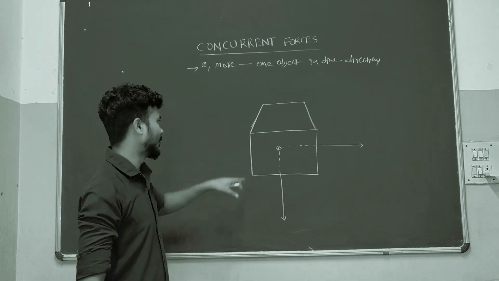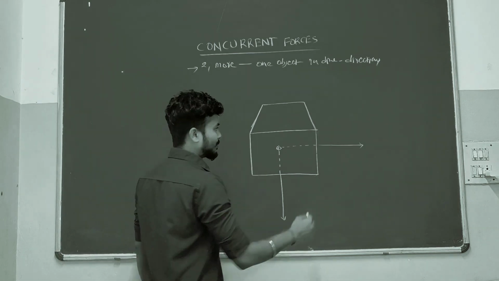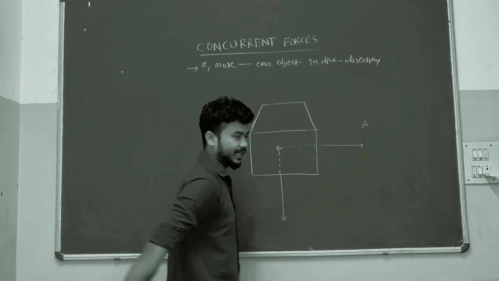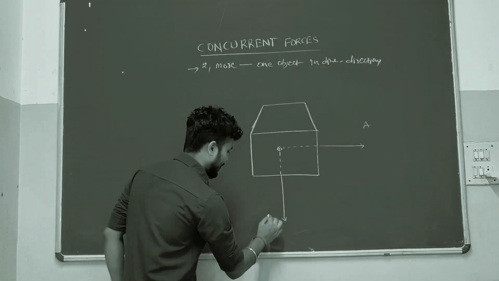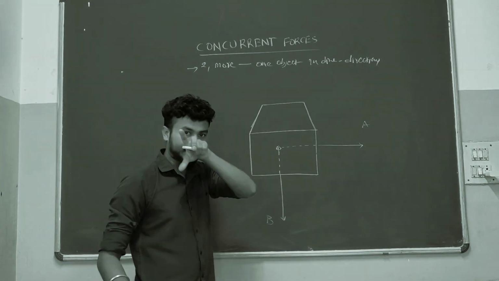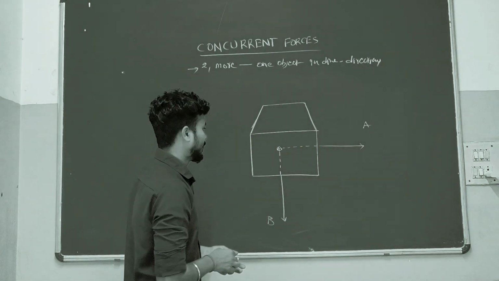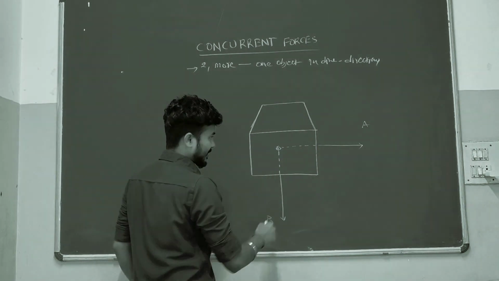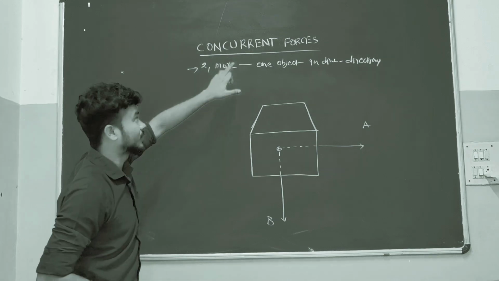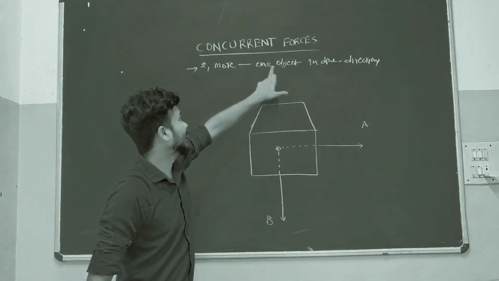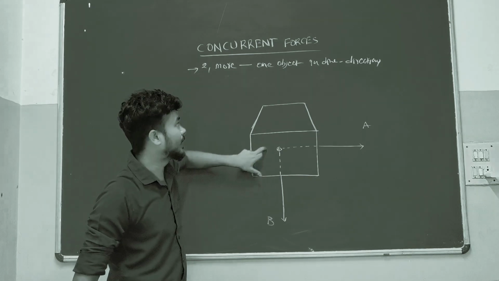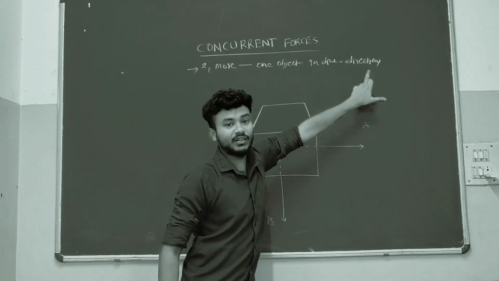So this is an example. Here one box is there. One person A is pulling in this direction. Person B is pulling in this direction. So now here one object is there, two forces are there. So concurrent forces: two or more forces acting on one object, and they should be in divergent directions.